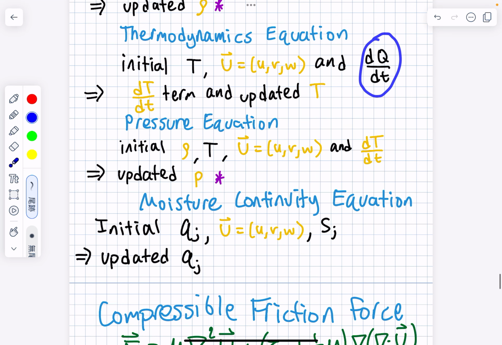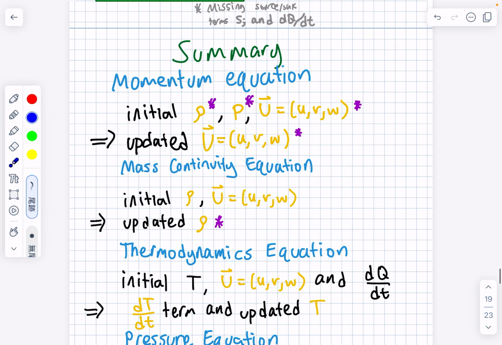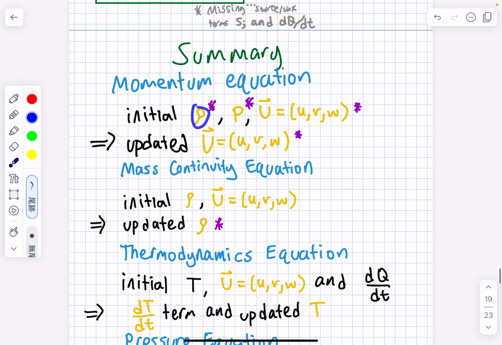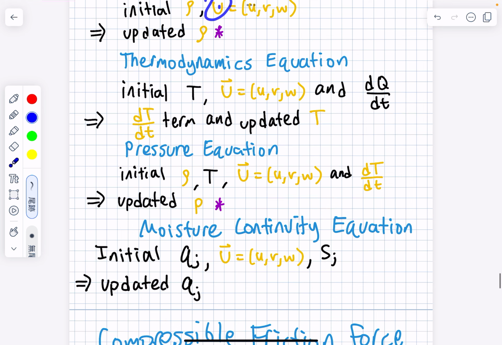And that's everything that we need to know, as well as the source sink terms. So again, we need to know density, pressure, velocity, and the heating terms, and we can update everything like velocity, pressure, density, and we can also understand how water vapor is distributed within our atmospheric system.